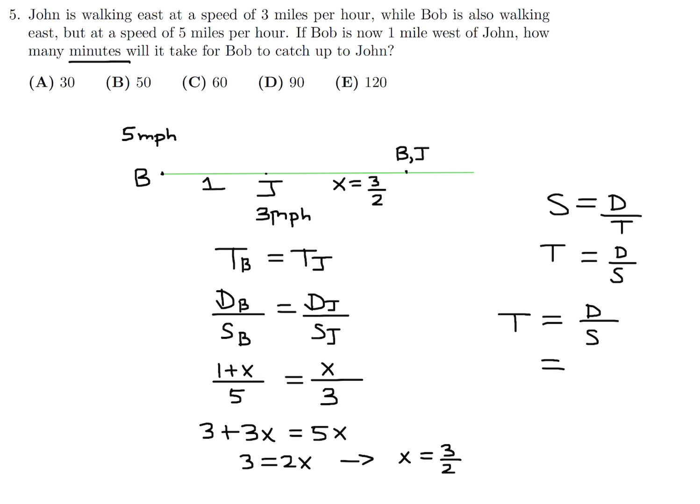The distance from here to here is 1 plus 3 over 2, and his speed is 5. So this should give us our time. Adding the fraction, we'll get 5 over 2 over 5. So this is 5 over 2, invert and multiply, 1 over 5. And this is a half, and this is in hours. So half an hour is 30 minutes. So number 5, the answer is A.